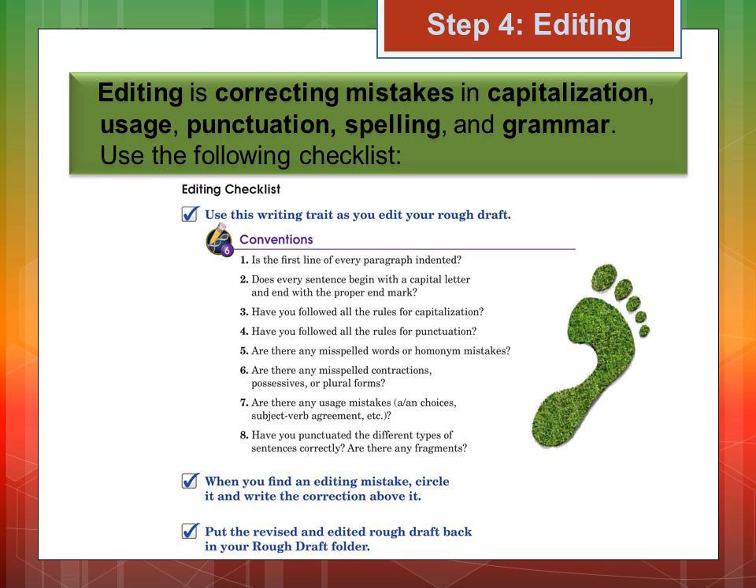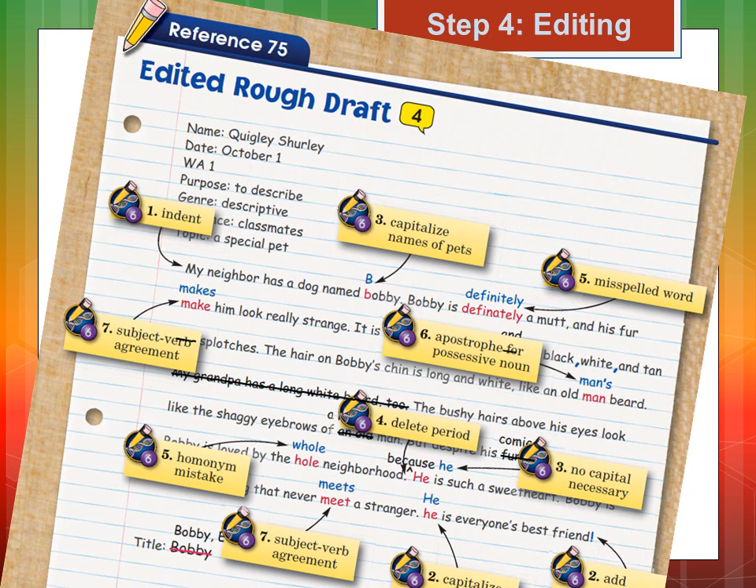Step 4 is editing the rough draft. Editing is correcting mistakes in spelling, grammar, usage, capitalization, and punctuation. Students learn to use writing trait number 6, conventions, to edit their work. When an editing mistake is found, students will write the correction above it. Afterwards, they place the rough draft back in their rough draft folder. An edited rough draft might look like this.